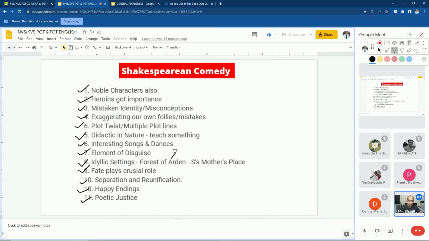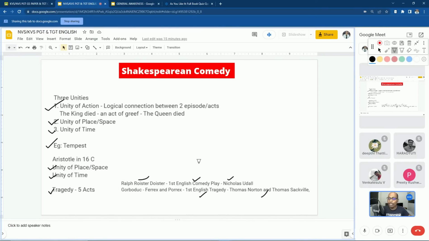This is an important examination point: the place in which Shakespearean evil characters become good is the Forest of Arden, and it is actually Shakespeare's mother's place. And in Shakespearean comedies, fate plays a crucial role, and most of them are love stories, so there is a separation and reunification of the lovers, and all the Shakespearean comedies end on a happy note. And then poetic justice, good to good people, bad to bad people, is done.